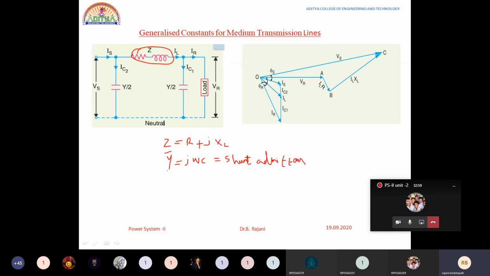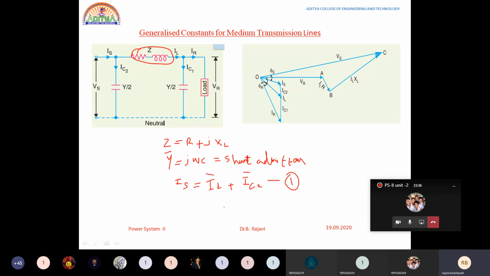And now, as we all know that IS is equals to IL plus IC2, we have derived in the last slides that in the medium pi method representation, from the figure you can write IS is equals to IL plus IC2. All of you please note it down simultaneously so that you can understand better. IL plus IC2, this would be the equation 1.